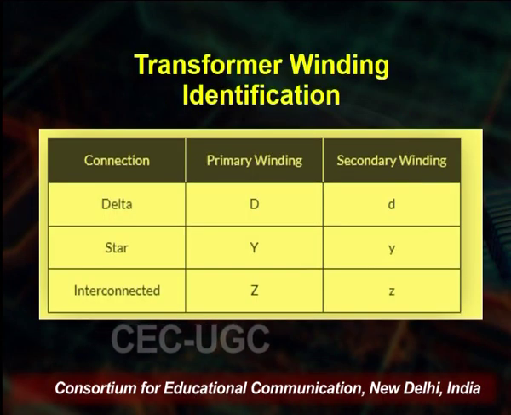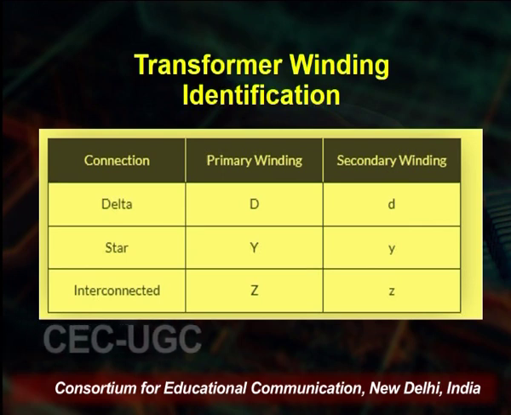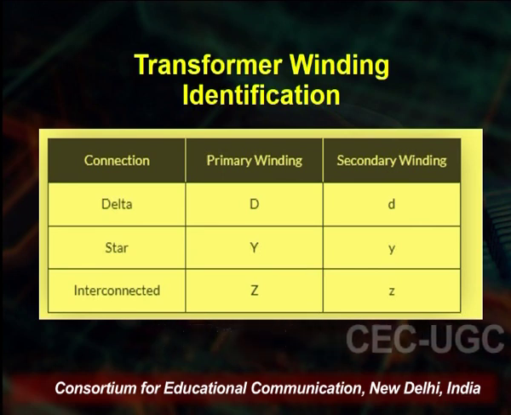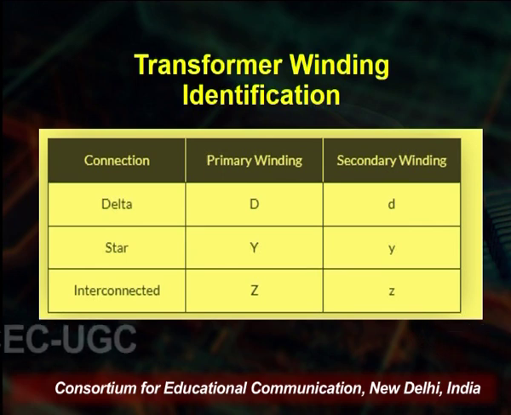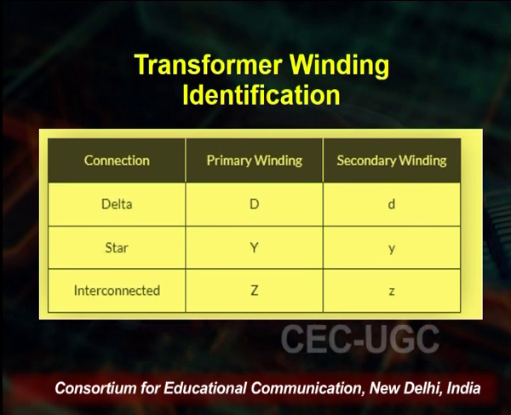Now, you can see on the screen this transformer winding identification, connection, primary winding and secondary winding. This is very clear: delta has capital D and the secondary winding has a small d, star has capital Y and the secondary winding has a small y. In interconnected, we have capital Z and small z.